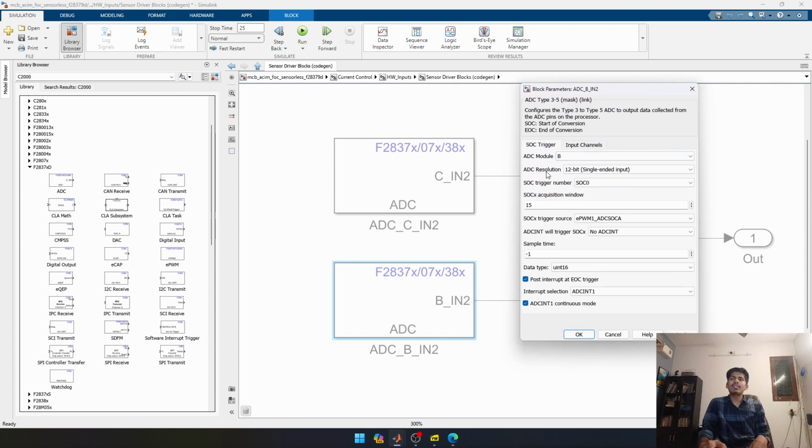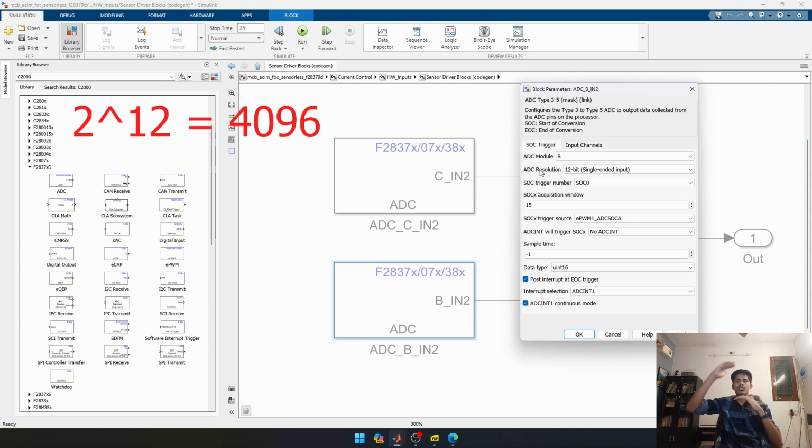So the ADC resolution: after you convert, an analog value has infinite precision. But for a digital system, we are converting to digital, so there are only finite bits. The C2000 supports 12-bit and 16-bit. We are using 12-bit, so this value can range from 0 to 4096.